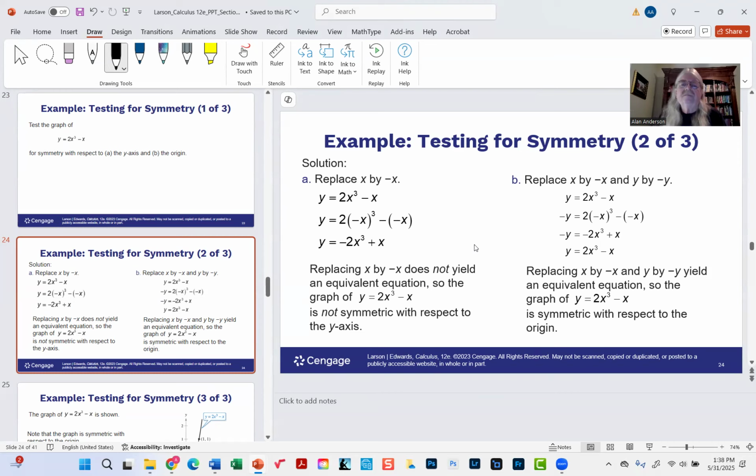So if you notice, like here, for example, x cubed becomes negative x cubed, this x becomes negative x. And so when you cube negative x, it becomes negative x cubed. So this is the new function. This is the original function. Okay. So if you notice, the two of them are not equal to each other.